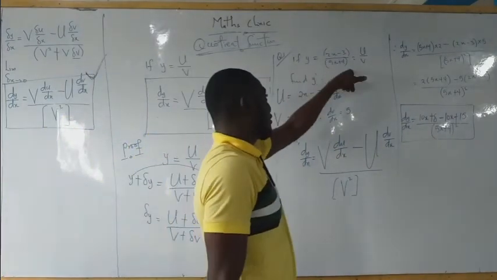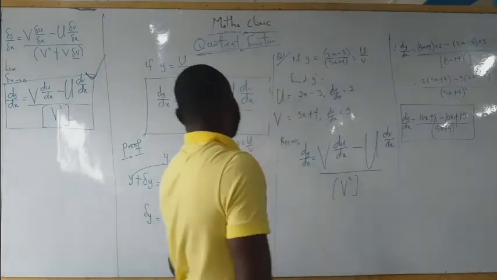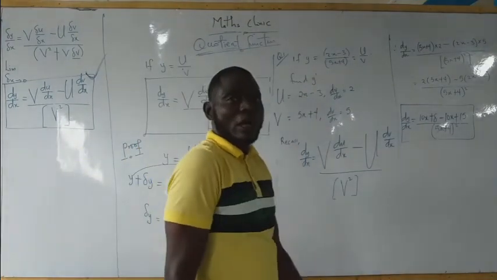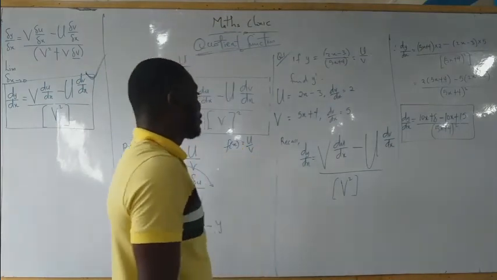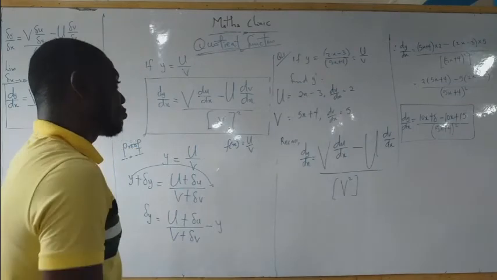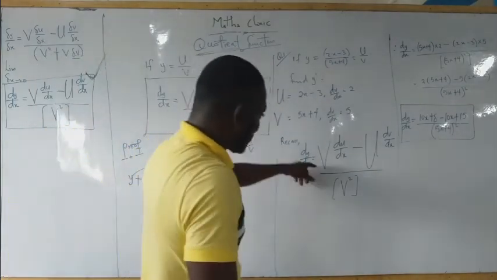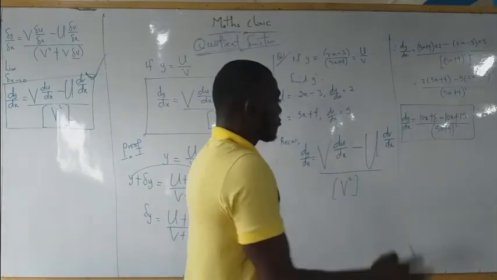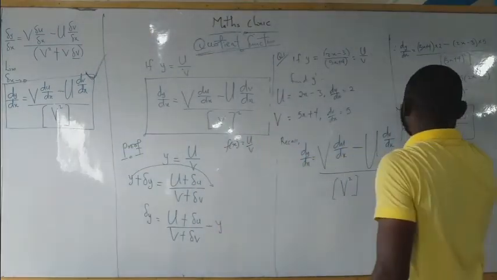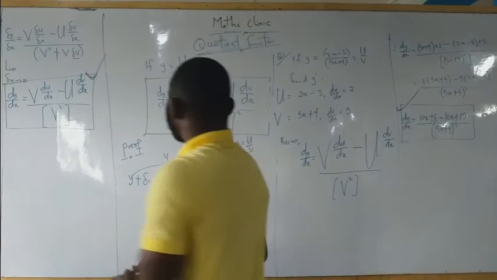Take notes. y equals this over this, which is u over v. From here, what is y prime? y prime is dy dx. So u is 2x minus 3, so du dx will be equal to 2. And this is this. So substitute in the values, tidy that up, and this will be your final answer.